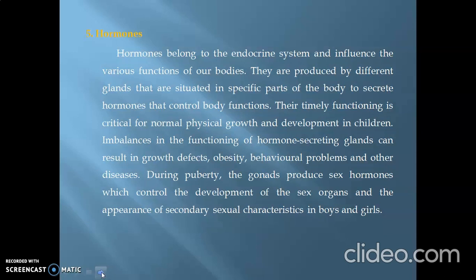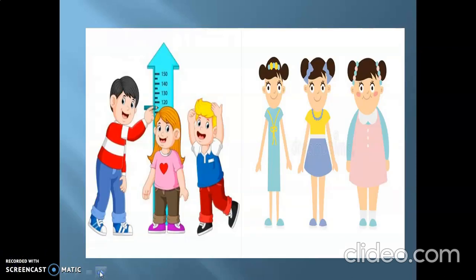During puberty, the gonads produce sex hormones which control the development of the sex organs and the appearance of secondary sexual characteristics in boys and girls. Example picture.